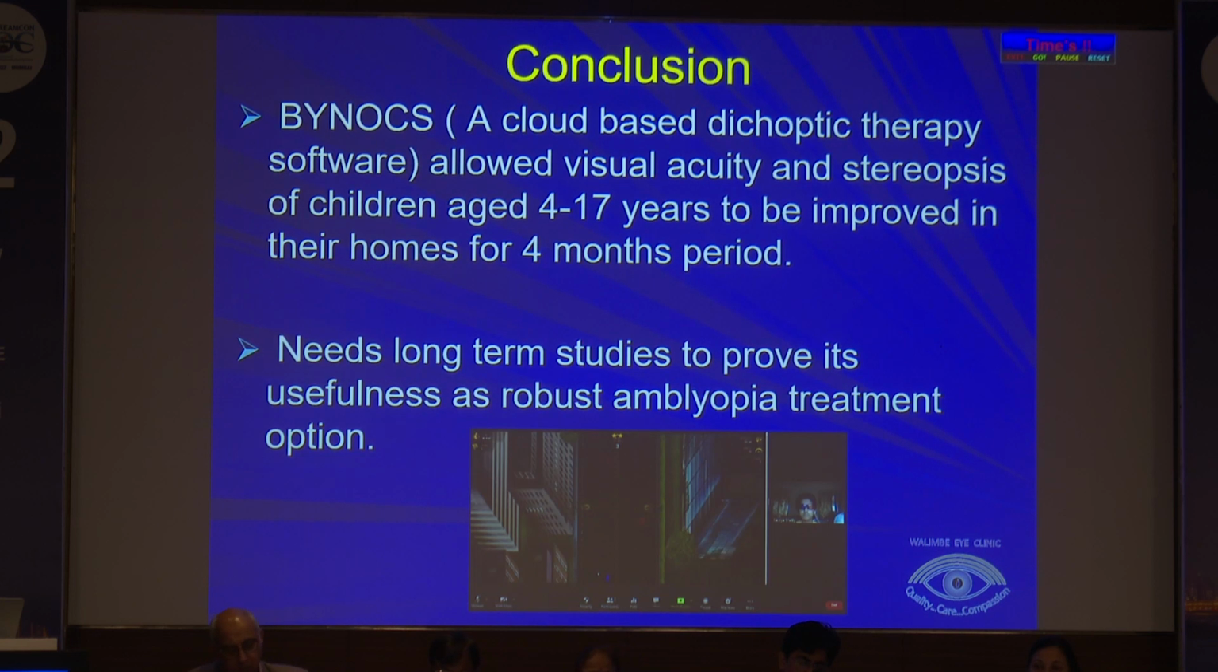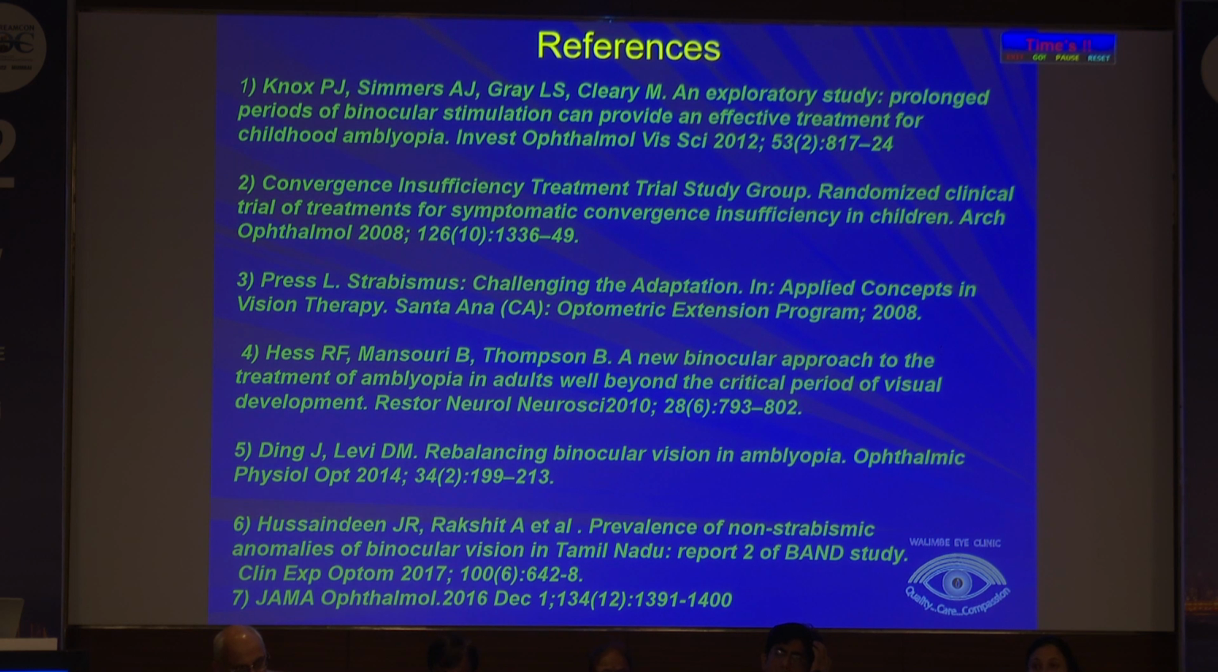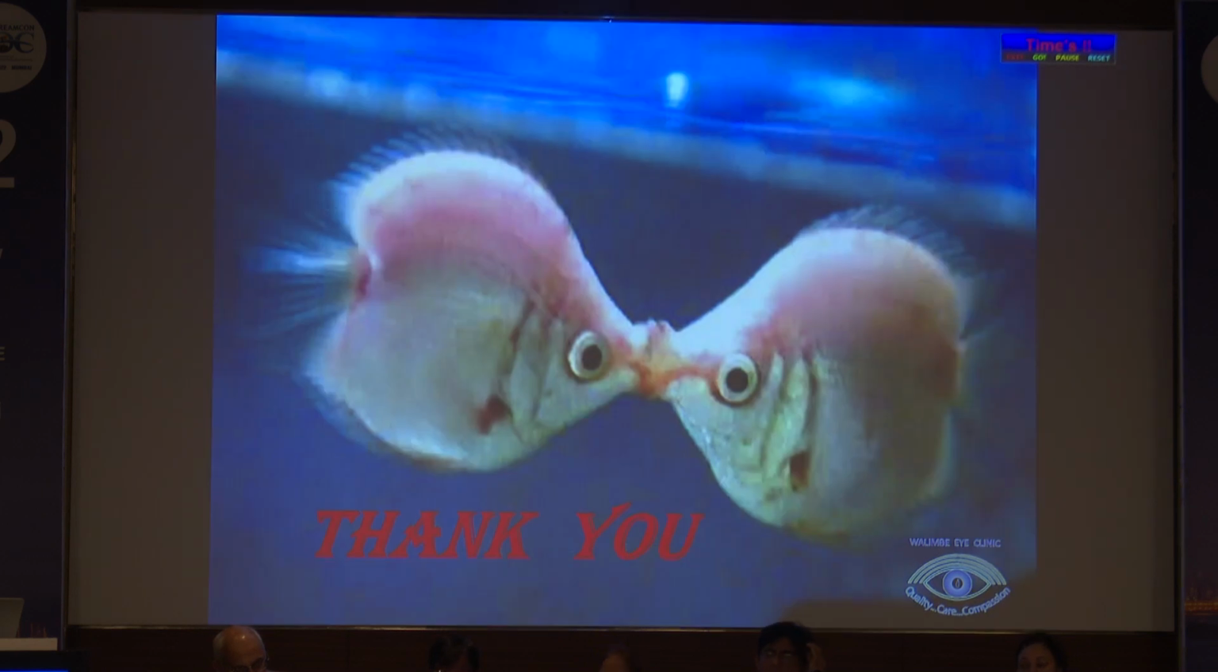So to conclude, BYNOCS, which is a cloud-based dichoptic therapy software, allowed visual acuity and stereopsis of children between age 4 to 17 years to be improved in their homes over a 4-month period, and it requires long-term studies to prove its usefulness as a robust amblyopia treatment option. These are my references. Thank you for your kind attention.